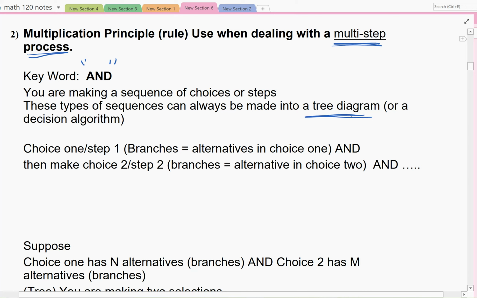These can always be drawn as a tree, and I'm going to set up a generic tree and then do one example with a tree case. Choice one, step one, would have the first set of branches. It'd be like flipping my coin, right? It has two outcomes. And then I flip a second coin, that's a second step in the process. I add 2 more branches on that. If I flip it a third time, I'd have another set of branches there. And so it's a multi-step process, and there are different things that can happen.